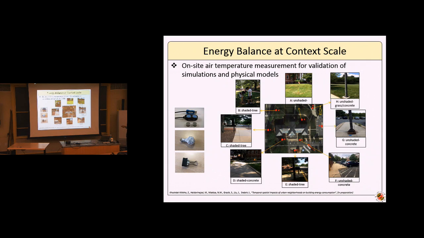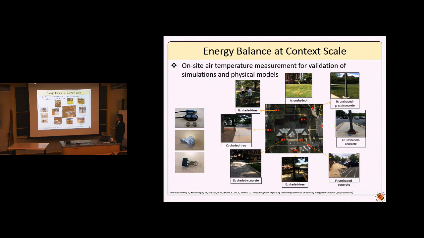This is a part where we did some measurements at the University of Maryland, trying to measure the on-site air temperature at different locations and different elevations. So here, if you look at it, that's the same neighborhood. We are looking at shaded versus unshaded. We are looking at pervious versus impervious surfaces. So here, for example, I'm looking at unshaded, a combination of grass and concrete. Here I'm looking at unshaded and the combination of the concrete.